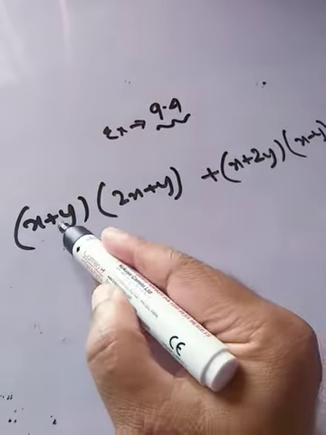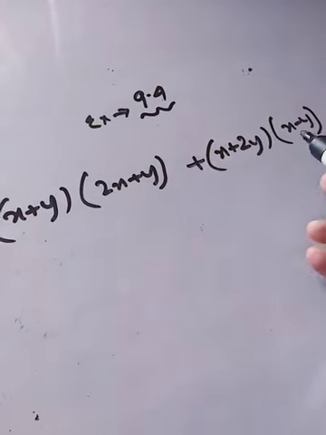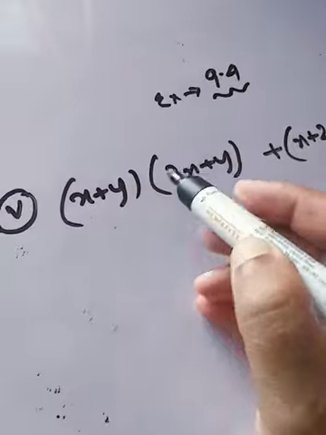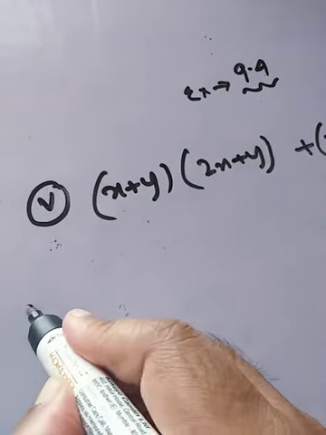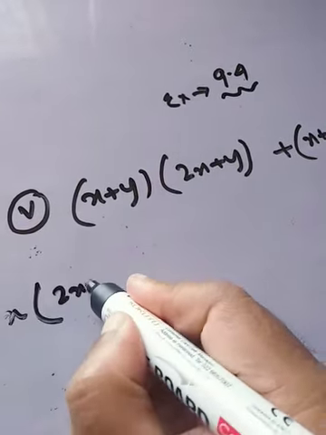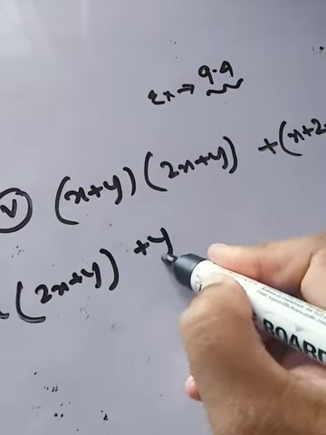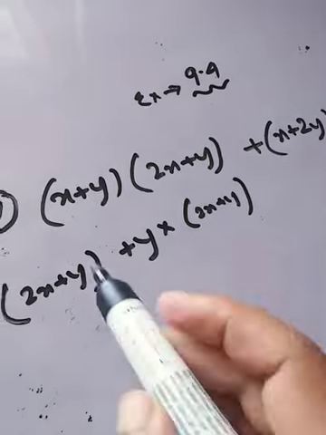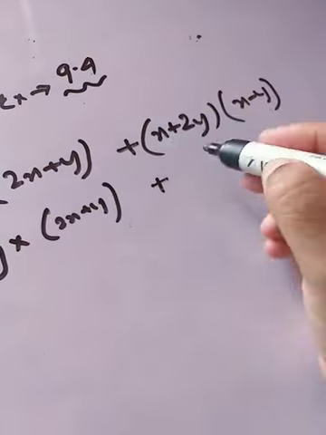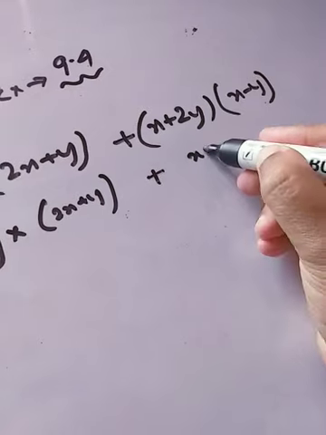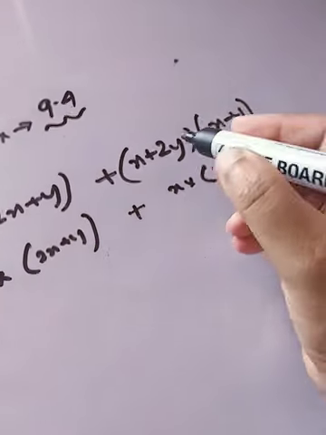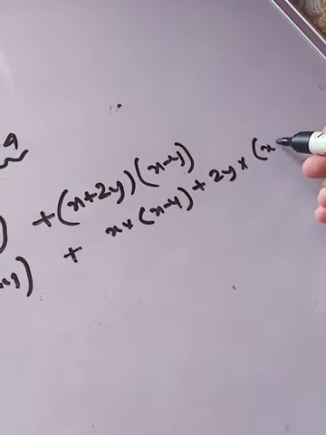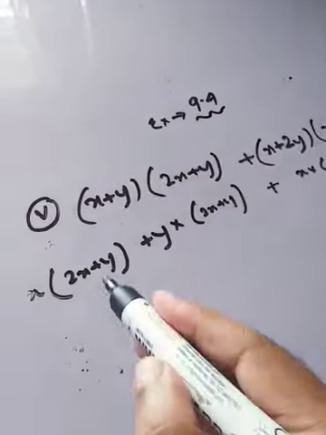Now again we see that we have to multiply the binomial term, and finally the two products have to be added. Now let's begin with this one, that is x with this. So x into 2x plus y into this one, 2x plus y. Okay, now the same thing we have to do with this, x with this: x into x minus y plus 2y into x minus y. Okay, now you have to multiply it.